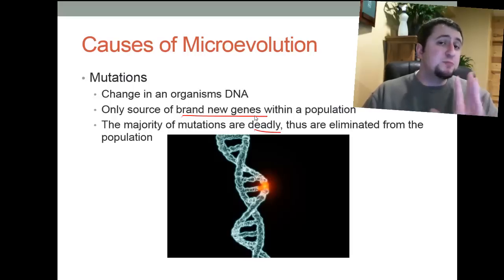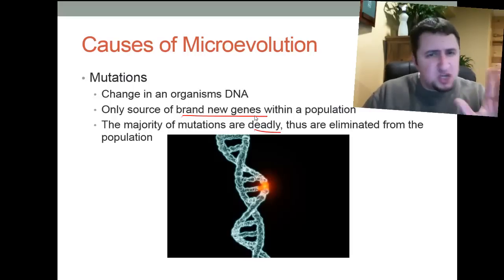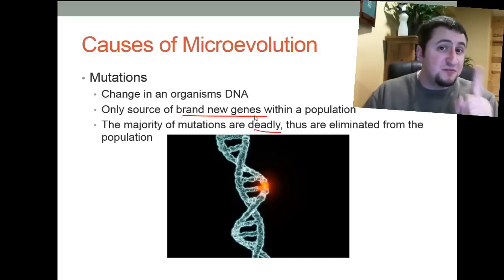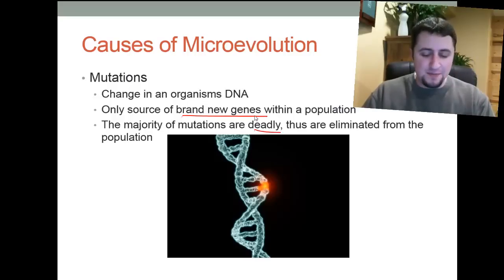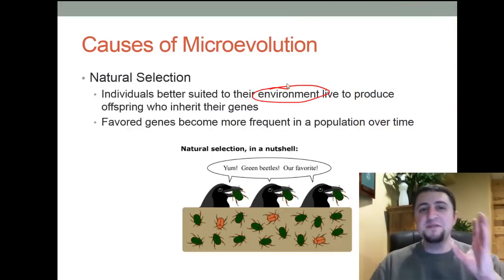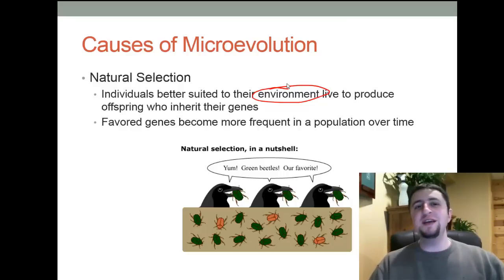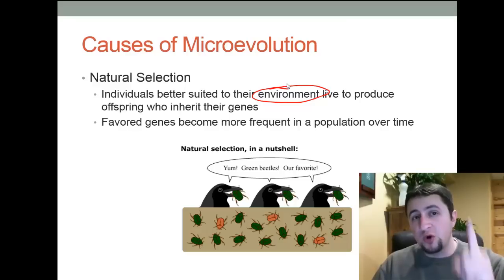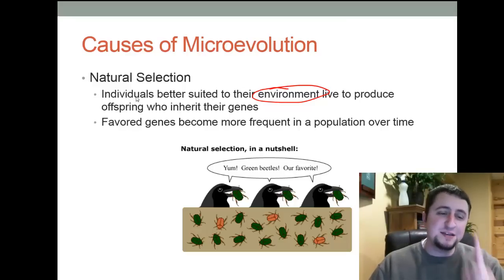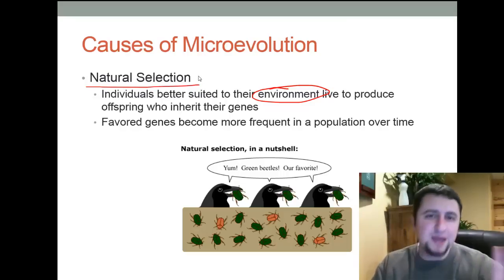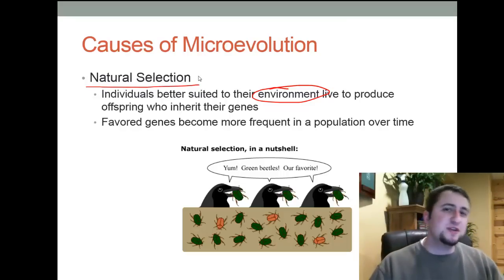But again, it also is possible that, with a 1 in a million chance, a mutation would be really beneficial to the organism. And if it's really beneficial to the organism, guess what happens? Mother Nature, otherwise known as the environment, loves the fact that that new mutation is really beneficial to the organism. So guess what? That individual is more likely to survive. This is a classic case of natural selection. Natural selection is probably the biggest driver of microevolution that there is.